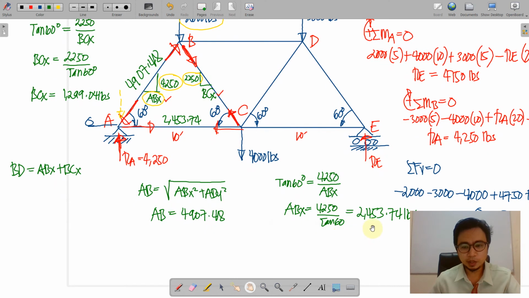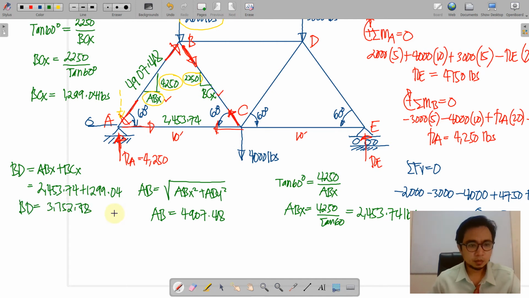Let us check the value of ABX. We can see that ABX is 2,453.74. We're going to place it here. And then for BCX, we have this value, and we place it there. That sums to 3,752.78 for BD, and that is leftwards along B to counter our rightward forces ABX and BCX. If it is leftwards at B, it is towards B, and therefore it is compression. As an effect, this is also towards D, so BD is in compression.